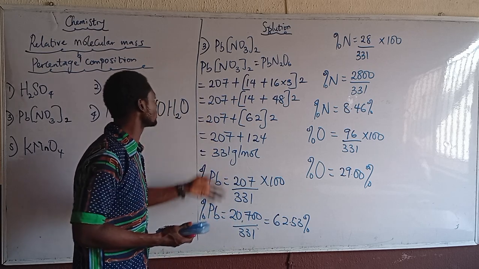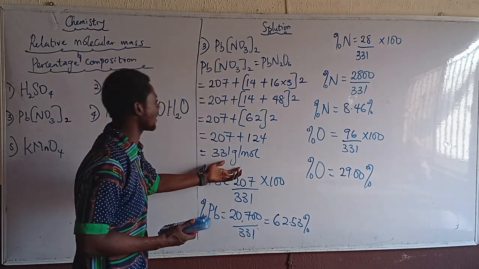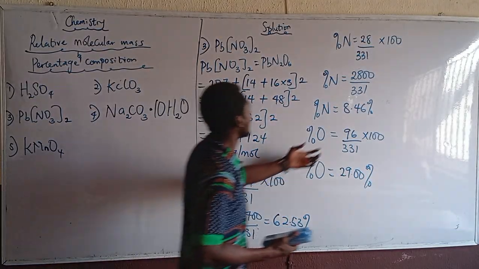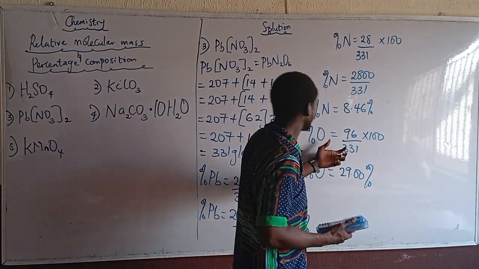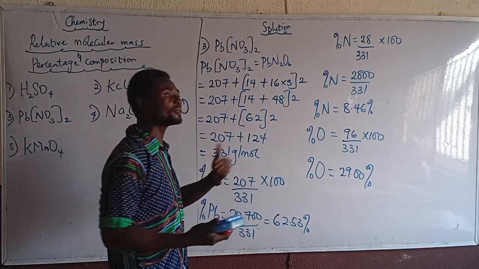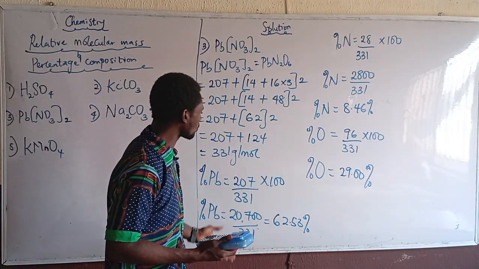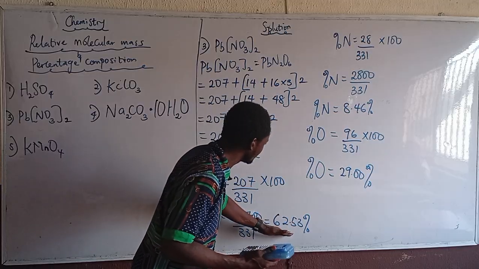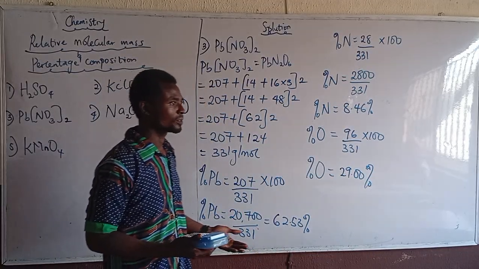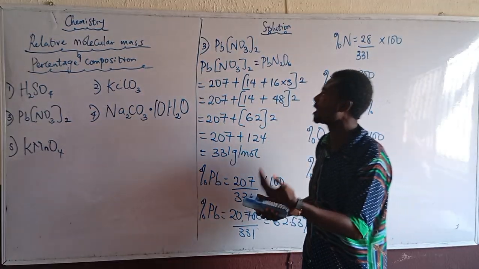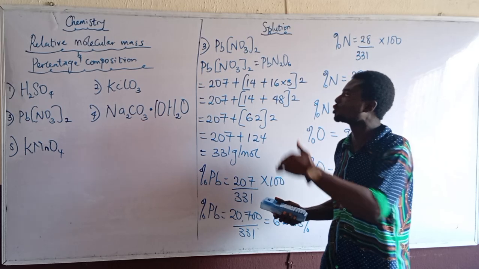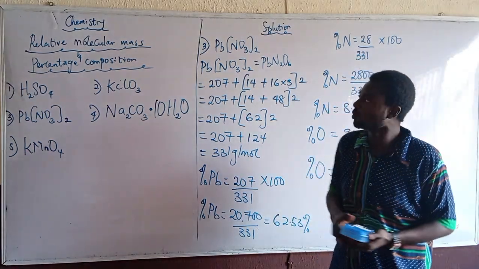PbN2O6. So this is the relative molecular mass, this is the percentage composition of lead, and this is for nitrogen, and this is for oxygen. Now, we all know that percent is over 100, which means that when you add your answers, you add this with this and this, you must get 100%. Same thing applies to number 1 and number 2. So when you add your answers in percent, you must get the total percent, which is 100. So we move to number 4.